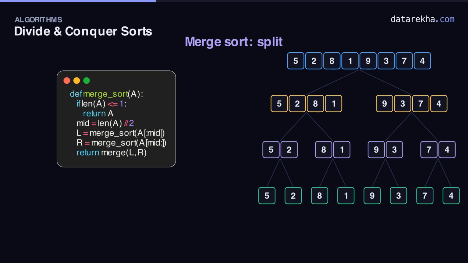The array has fanned out into a tree. Notice the shape. Every level cuts the sizes in half, so the tree is only about log n levels deep. Here, 3 splits to go from 8 down to 1. Splitting is easy. All the work happens on the way back up, when we merge.